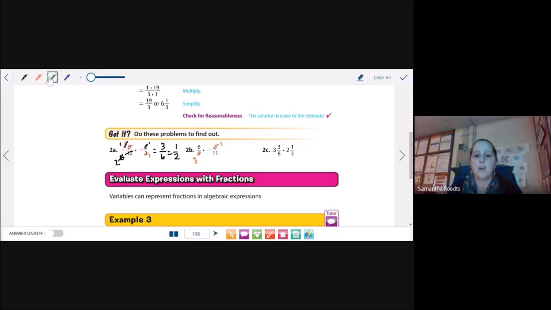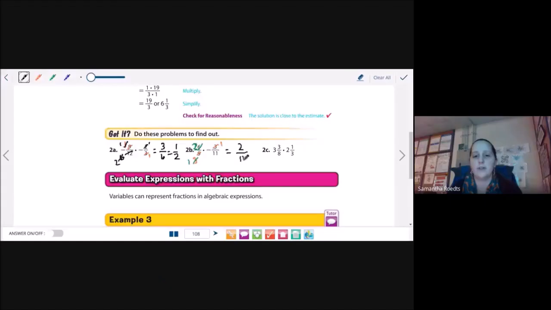For 6/9 times 3/11, we can notice that 3 and 9 will simplify. So 3 divided by 3 becomes 1. 9 divided by 3 becomes 3. I can also notice that 6 and 3 are going to simplify. 6 will become 2, and 3 becomes 1. Now when I multiply them, 2 times 1 is 2. 1 times 11 is 11.